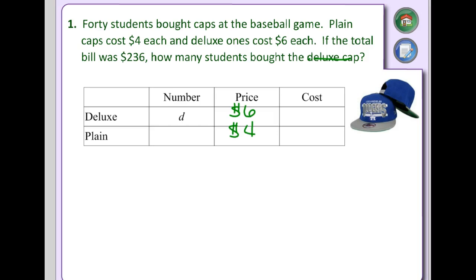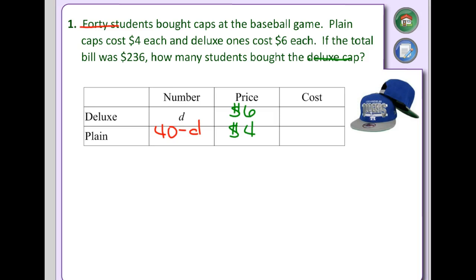But if deluxe caps are D, then what's going to be my variable expression for plain hats? There's one more number we need up there. It's kind of hidden, okay? How many students bought hats? 40 students bought hats. So if deluxe hats is D, how do we find out the plain hats? Well, we're going to take the total number of students, which was 40, and subtract how many bought deluxe hats. So just like yesterday, that's how we fill in those charts.